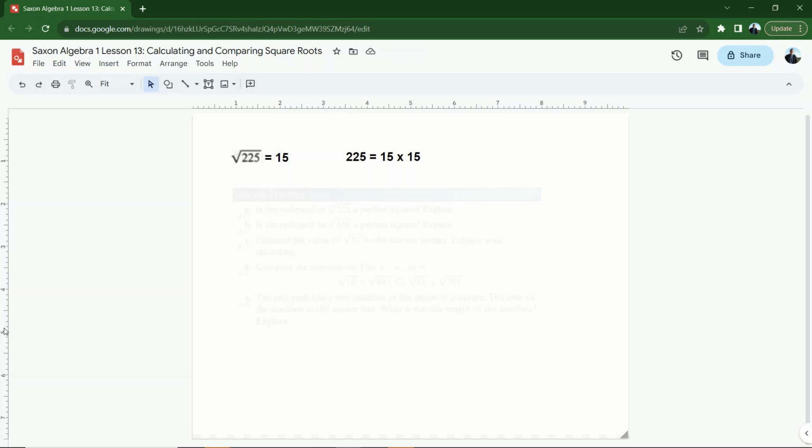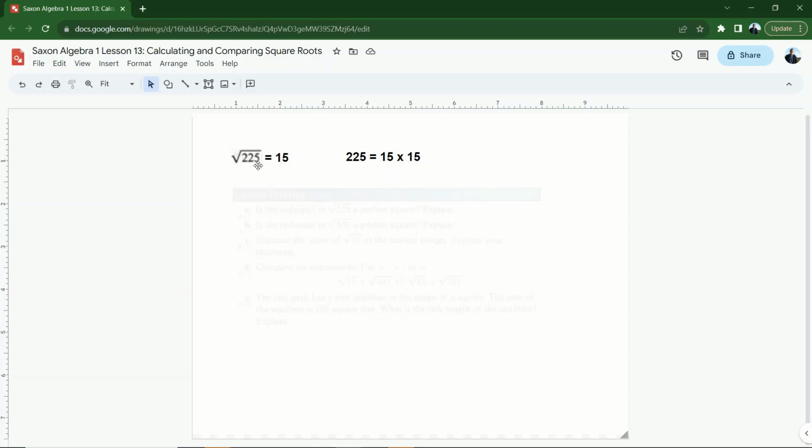It's 15. And then if I wanted to get 15 back to being 225, I'd have to square it, or I'd have to multiply 15 times 15. But this is what an evaluated square root looks like. Now here's something interesting to know. If you're wondering if the number under a radical is a perfect square, the only numbers that could ever be perfect squares, and this doesn't guarantee that they're perfect squares, but it means they might be, end in the digits 0, 1, 4, 5, 6, and 9.